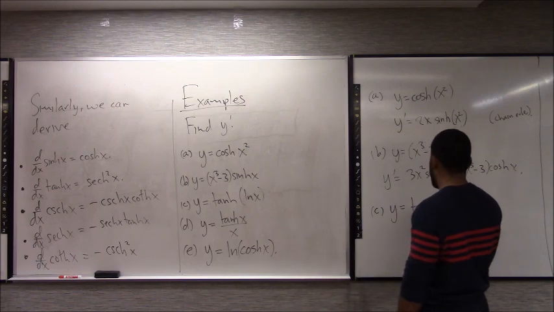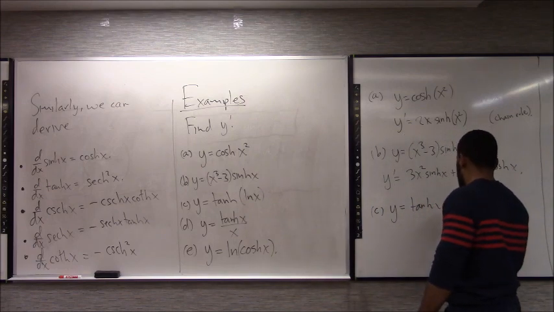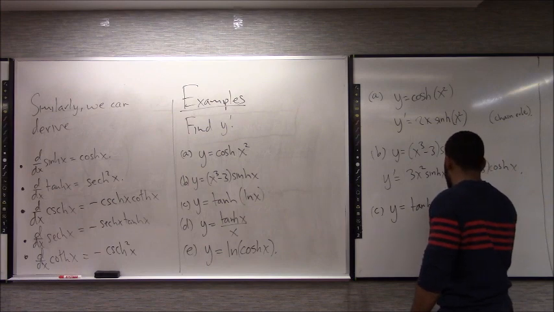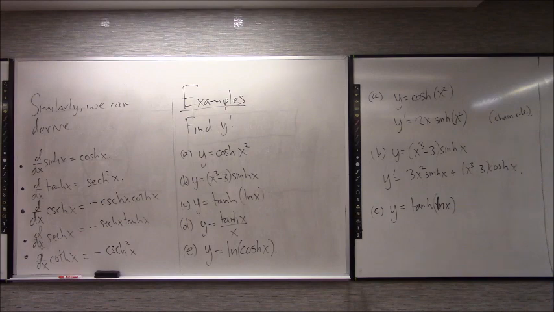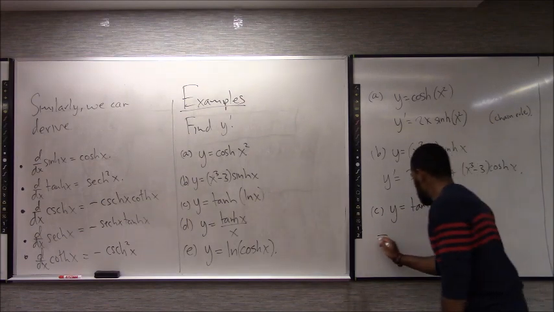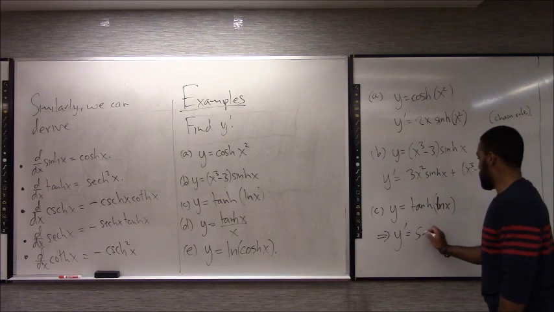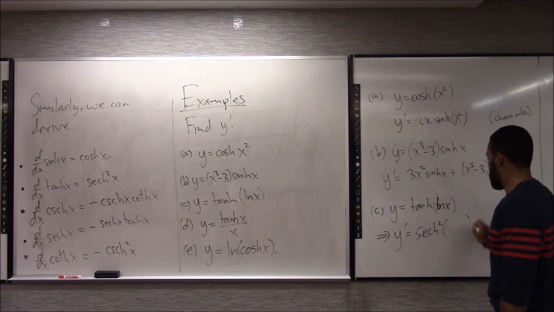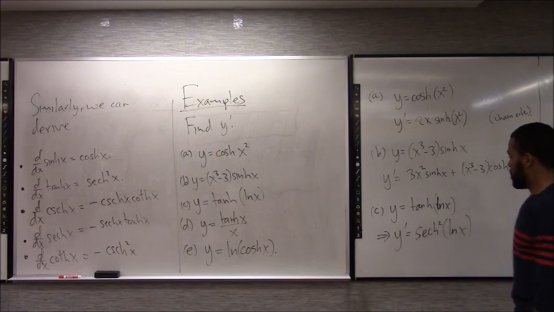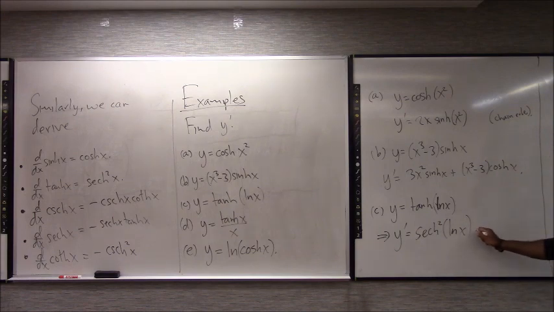y equals csch. The derivative of csch is the hyperbolic secant squared. But because it's not just x, you have to multiply by the derivative of the inside, 1 over x.